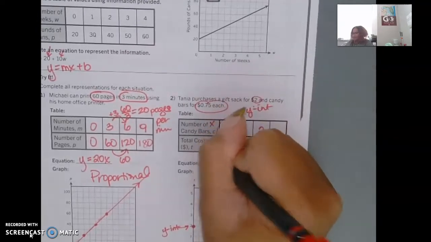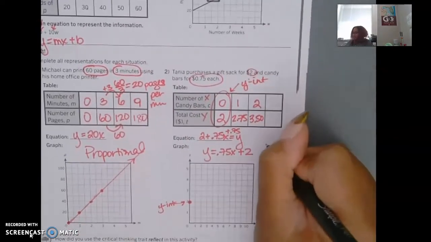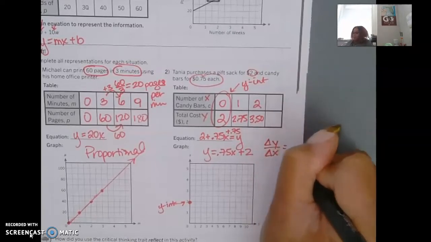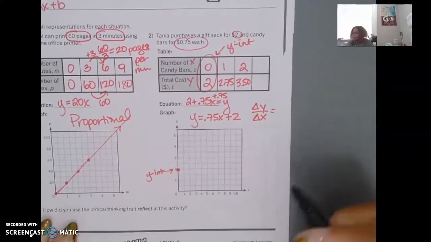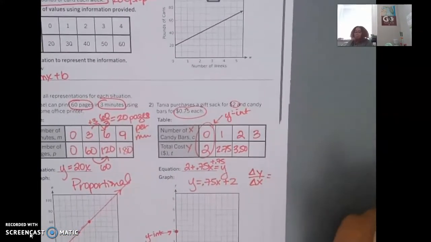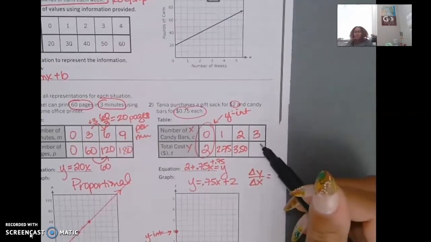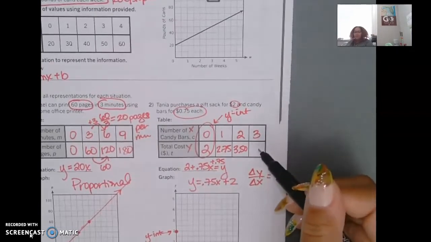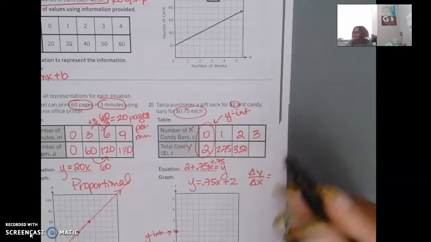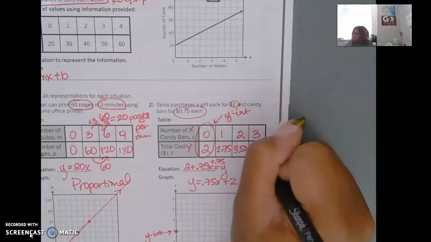X is over y in a table, but when we're doing change in y, we must put it over change in x, okay? So then I'm going to talk about 3 candy bars. So 3 candy bars is 3 times 75 cents, and then I'm going to add my $2. So here I'm just adding 75 cents each time. So $3.50 plus 75 cents is $4.25.